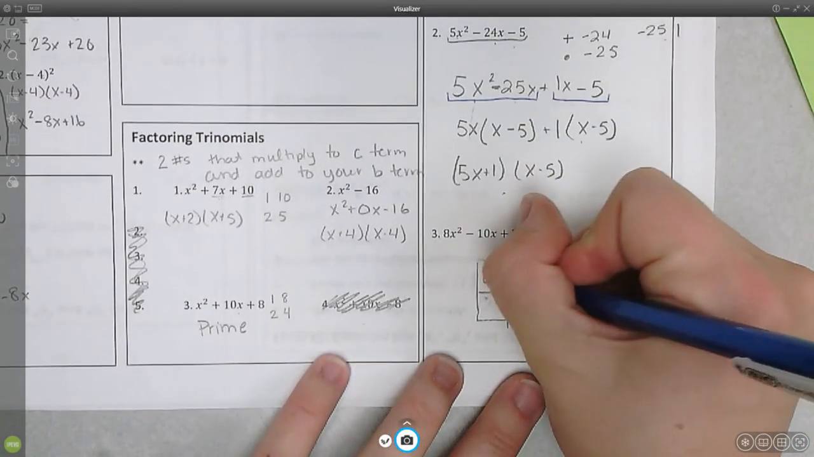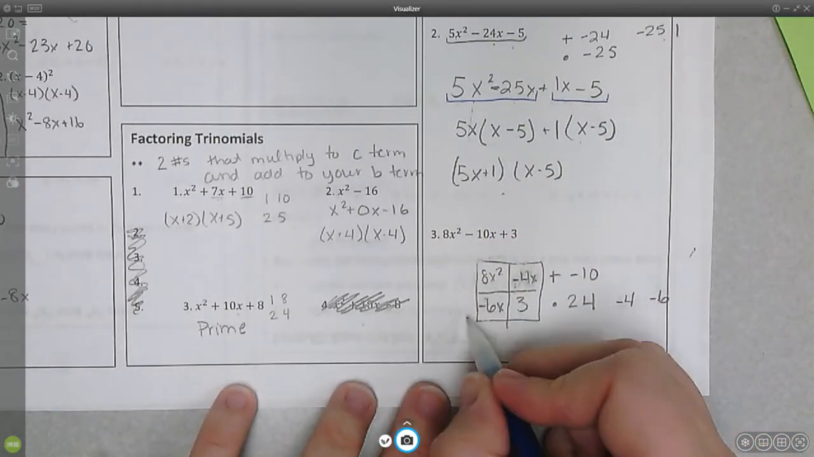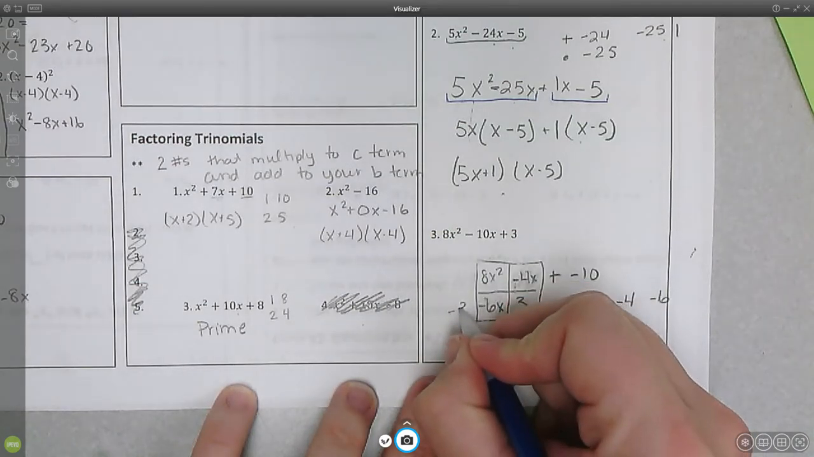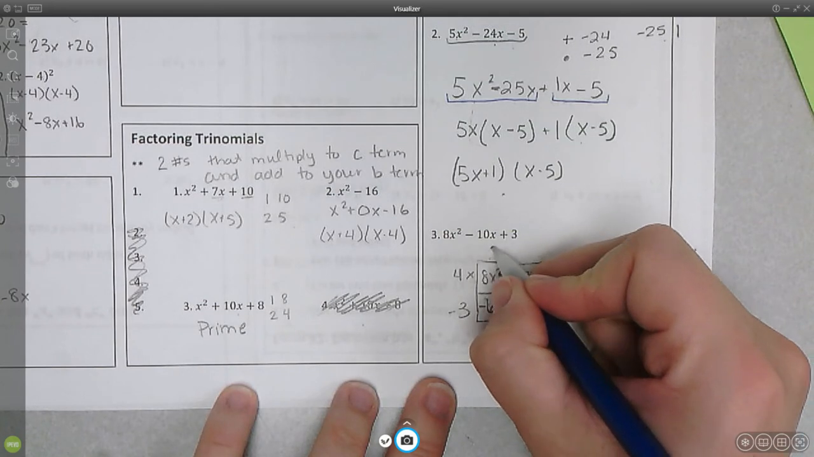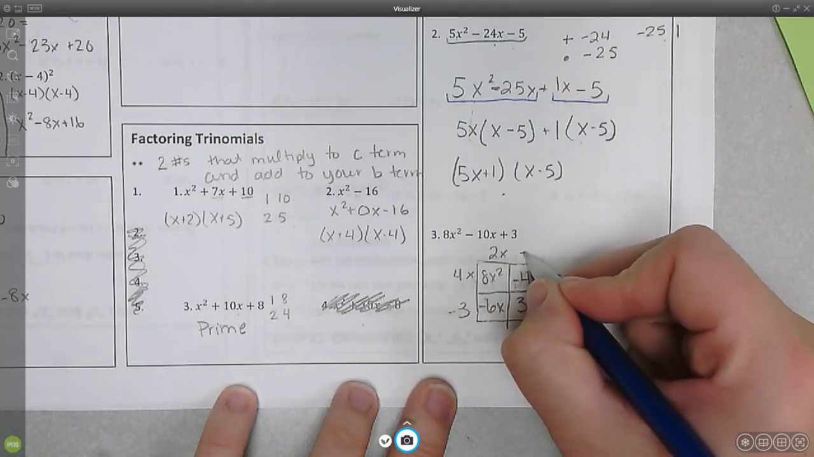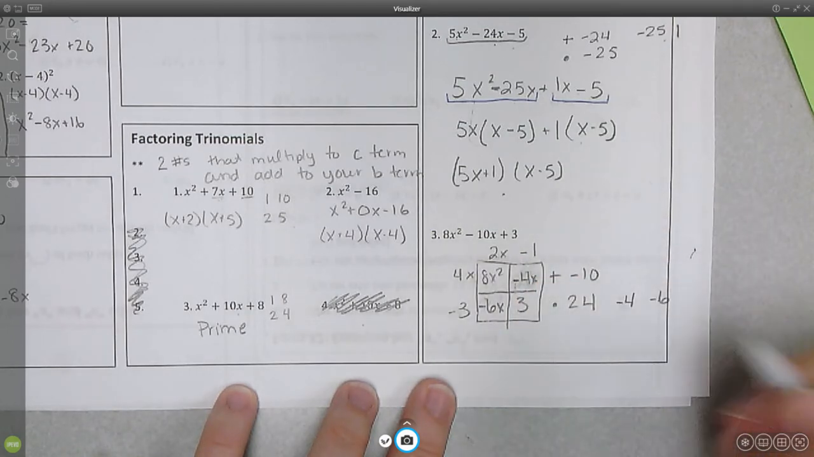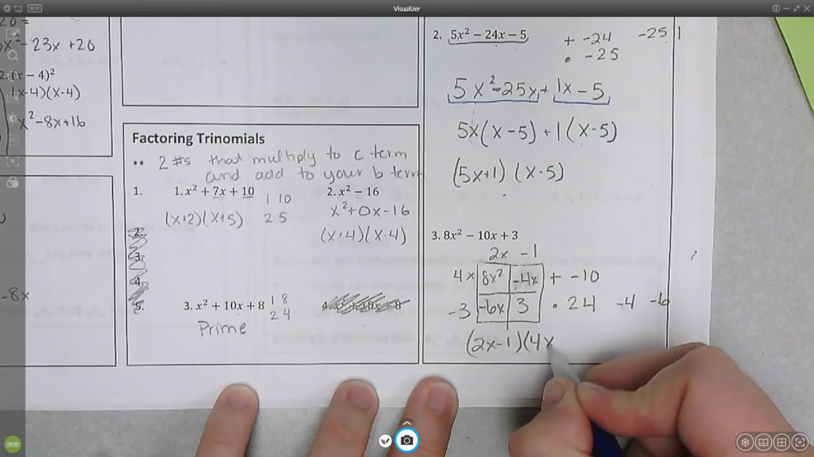Okay, negative 4x, negative 6x. So when I factor these out, I get negative 3 here, 4x here, 2x here, and here I get just a negative 1. So we have 2x minus 1 and 4x minus 3.